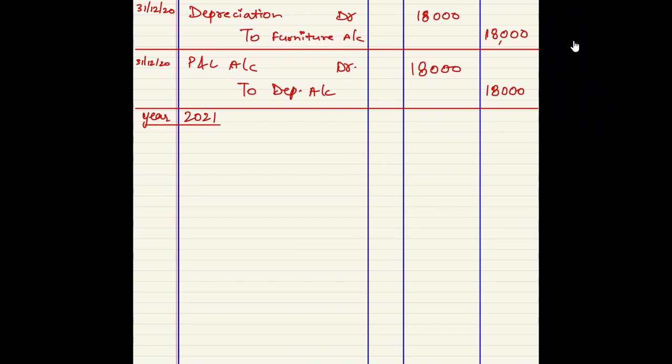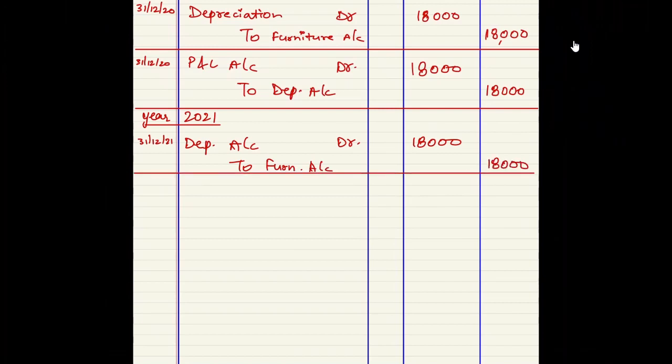What journal entry will we do at the year end of 31st of December 2021? Again, depreciation account debit 18,000 to furniture account 18,000. Then on 31st December 21, again I will transfer it to P&L. So P&L account debited with 18,000 to depreciation account 18,000.